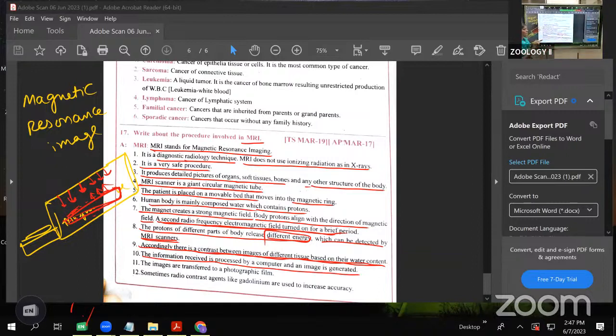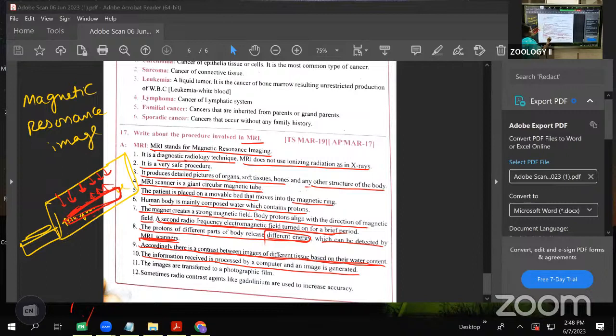First, the magnetic field is applied by the magnetic tube. After that, for a brief period, the electromagnetic frequency field is turned on. Automatically, what will happen? The protons inside the body release different types of energy. With that, the image is formed, which is taken by the MRI scanner. The MRI scanner detects these proton energies.